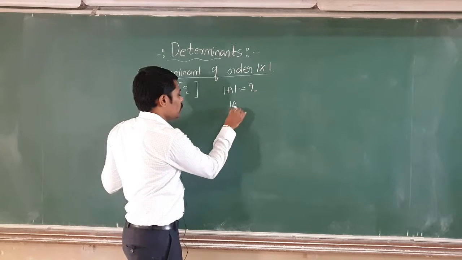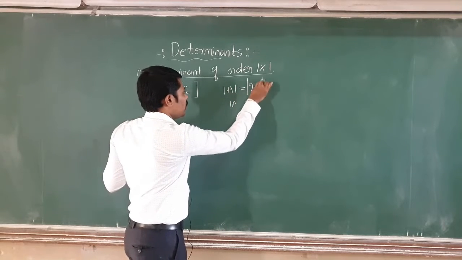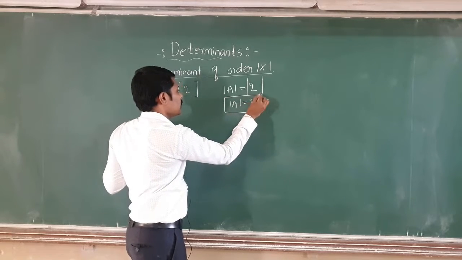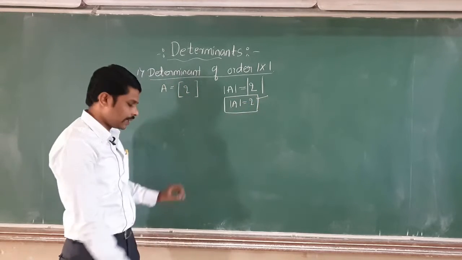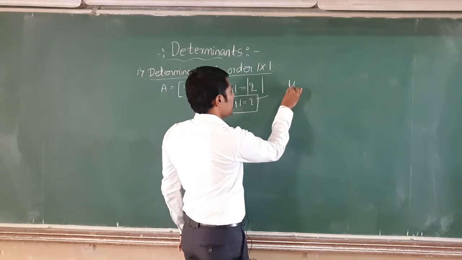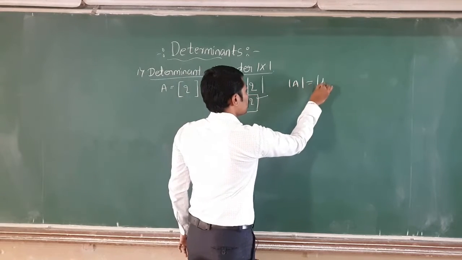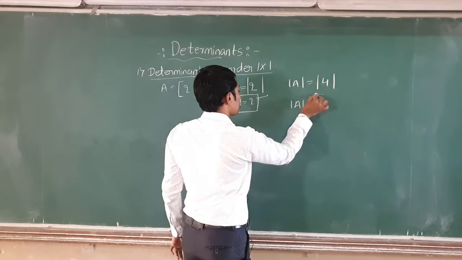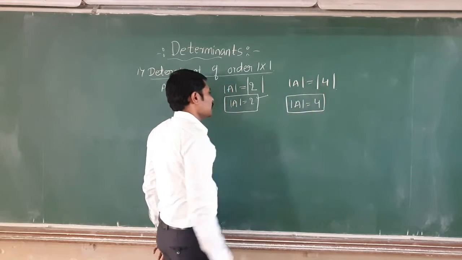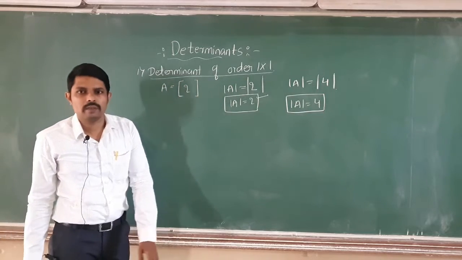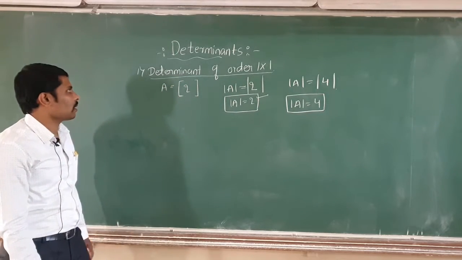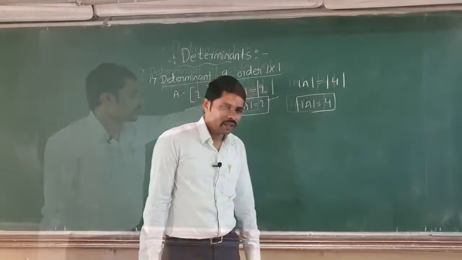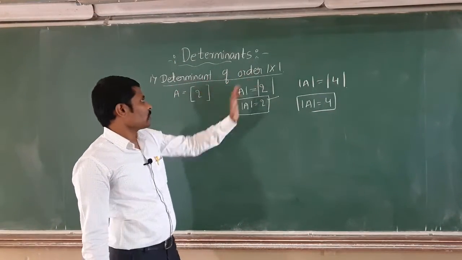So, to find the value of the determinant, just write the number as it is, that is our determinant. For example, if they ask find the value of the determinant, if they give 4, then the answer is directly equals to 4. This is 1 cross 1, simple one. How to find the determinant of a matrix of order 1 cross 1 is over.